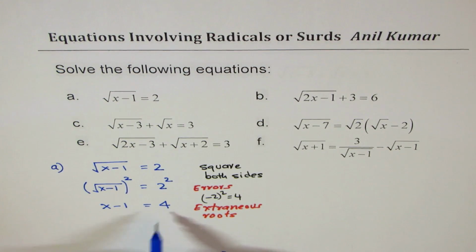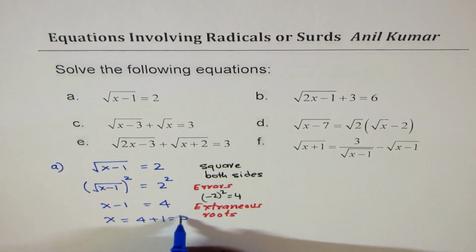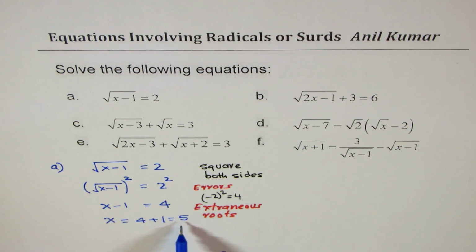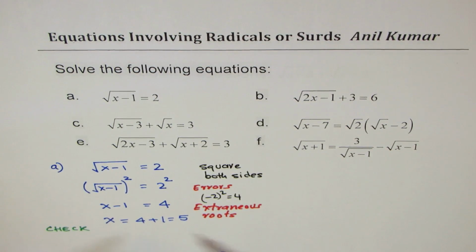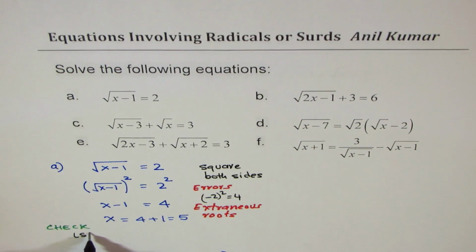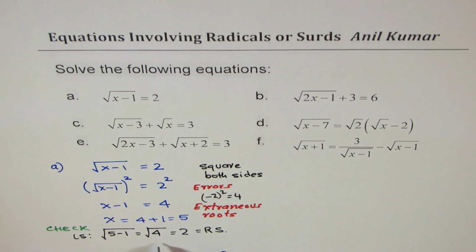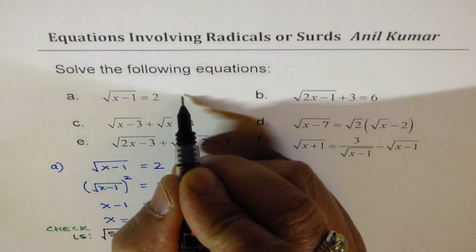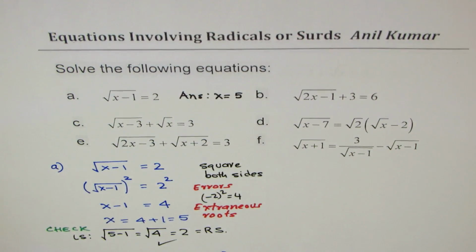We have x minus 1 equals 4. So that gives us x equals 4 plus 1, which is 5. Now, since there is a doubt, is 5 the correct solution? We should actually check. How do you check it? You just substitute the value back into the equation. On the left side, we have square root of 5 minus 1, which is square root of 4, which equals 2, which is the right side. So that is the correct solution, and the answer is x equals 5. Does that make sense?